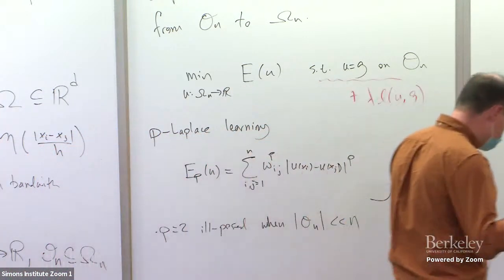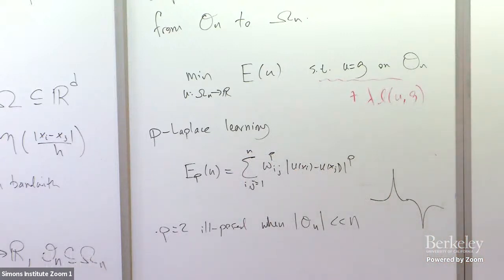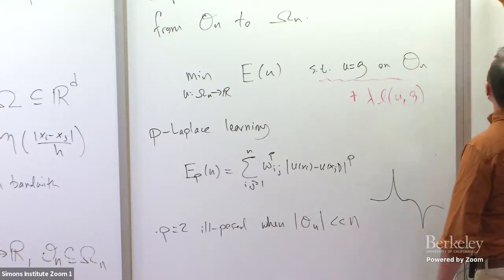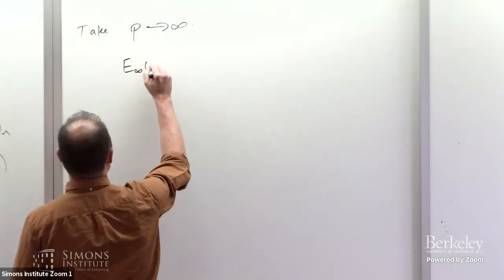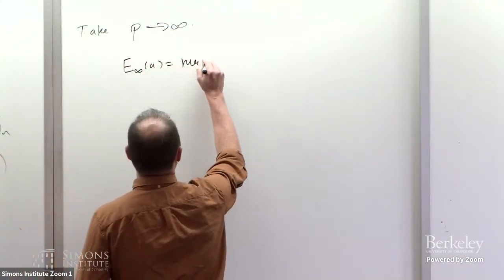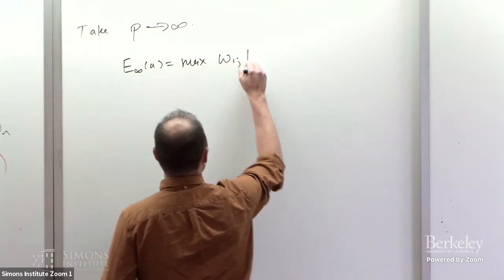And so it's been suggested, and studied by myself and others, the problem of taking much larger values of p to enforce stronger regularity on these functions. And one thing you can do is you can take the limit as p goes to infinity. And that's the study of this talk. This is what we call Lipschitz learning. So in that case, the energy you get is essentially E infinity, the max of w_ij.